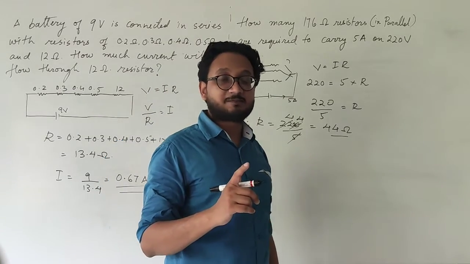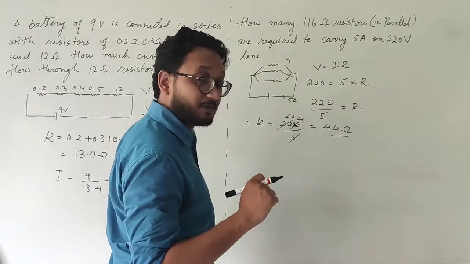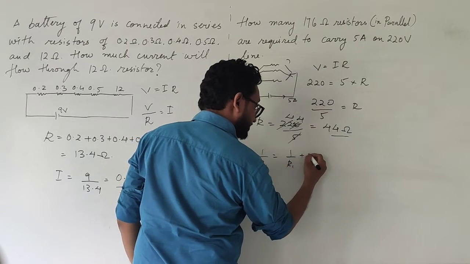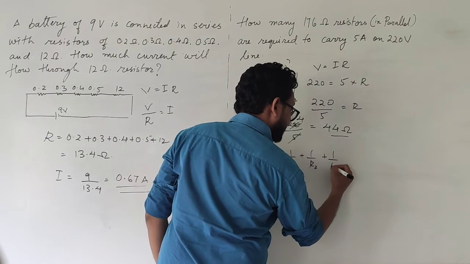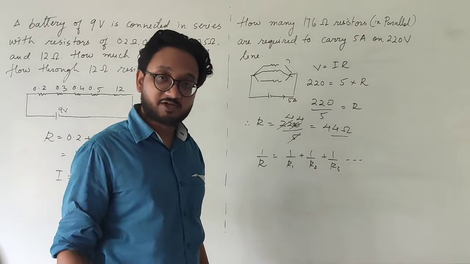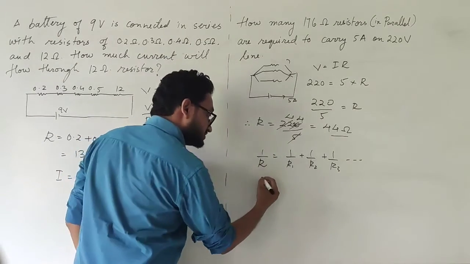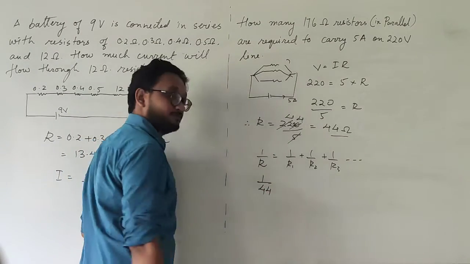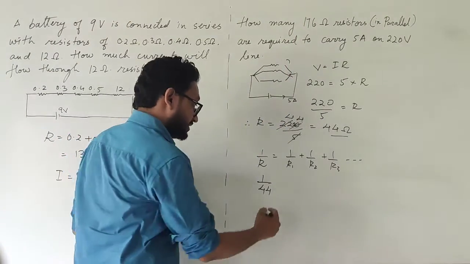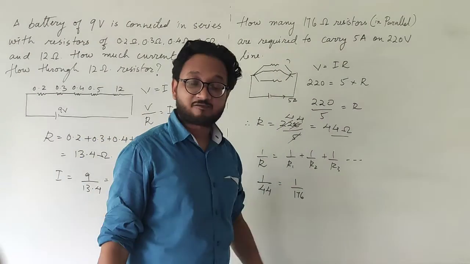Now the question arises, how many resistors are connected? So if you remember the formula for parallel resistance, it is 1 by R is equal to 1 by R1 plus 1 by R2 plus 1 by R3, and so on. We don't know how many times, but over here we know the total resistance. So the total resistance is 1 by 44, and the individual resistances are all the same, 176. So I am writing over here 1 by 176. But I don't know how many times I have to add them.